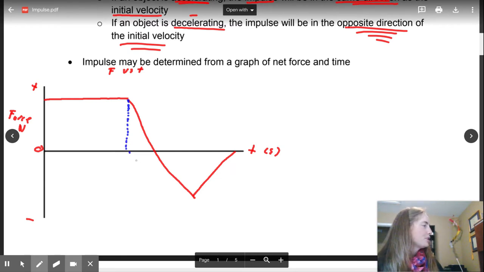All right. So, ladies and gentlemen, let's start labeling these things. Now, as always, we always like to break our graphs down into their appropriate shapes. So this area up here is going to be an area of positive impulse.